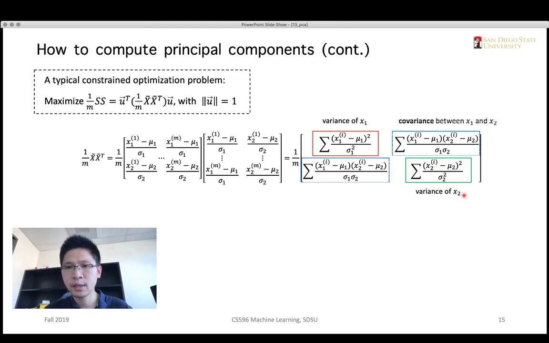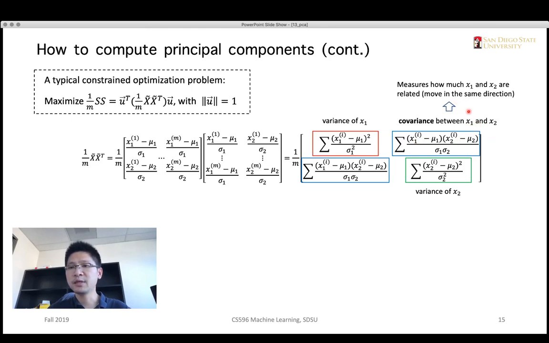Okay, and what's here, the top right and bottom left, are the covariance between x1 and x2. It's the summation of the difference between x1 and its mean value, times the difference between x2 and its mean value, divided by the standard deviation of feature 1 and feature 2. So this is the definition of the covariance between two random variables, x1 and x2.